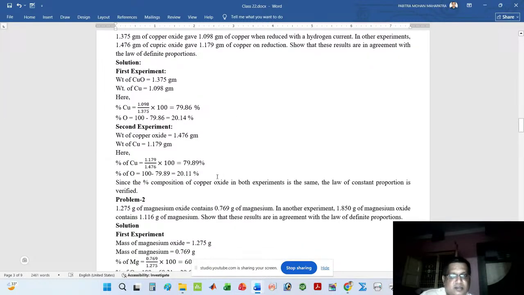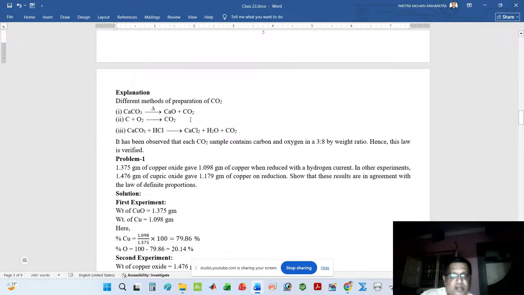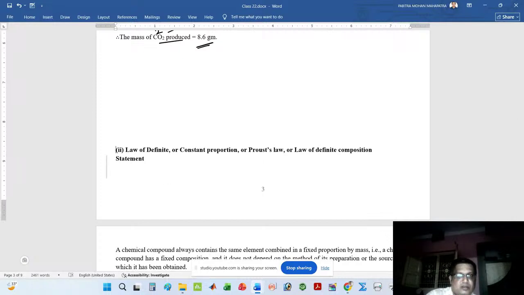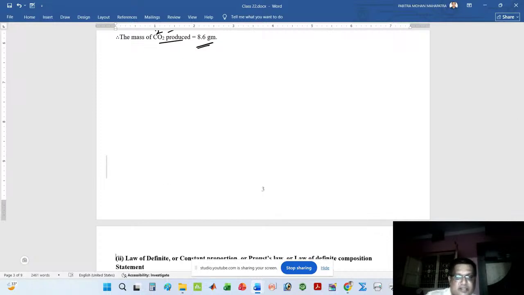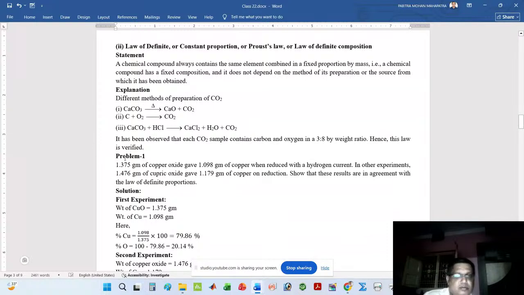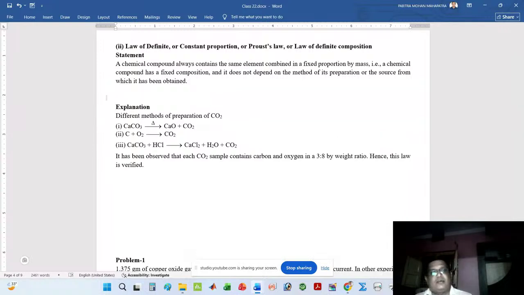Next, I want to move to the second law, that is the law of definite or constant proportion, or that is called Proust's law or law of definite composition. Look at that. It is very interesting to understand. Let me explain clearly.